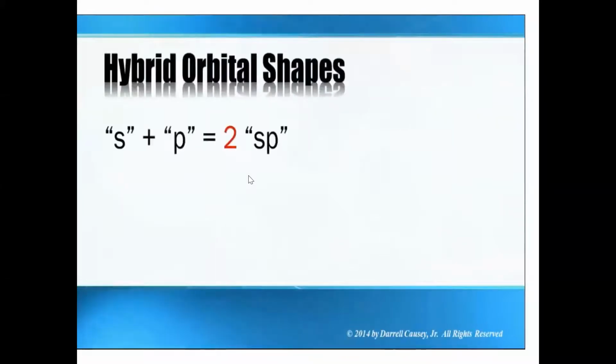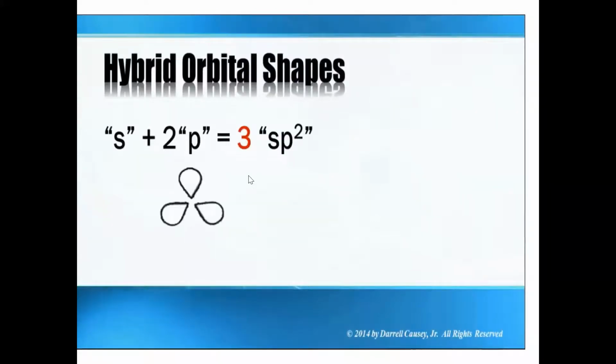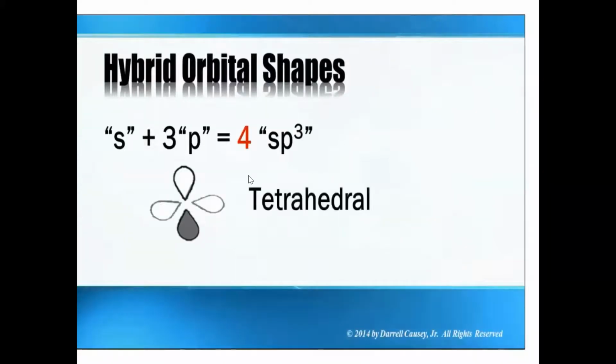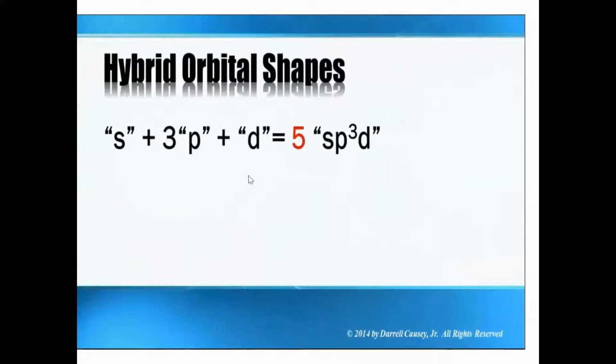If we have an s plus a p, we get 2 sp, and that's going to look something like this, and that's linear. Now if we have an s and 2 p's, that's going to give us 3 sp2s, and that's going to look like this, and that's trigonal planar. Now an s and 3 p's will give us 4 sp3s, and I think you can already figure out that that's tetrahedral.